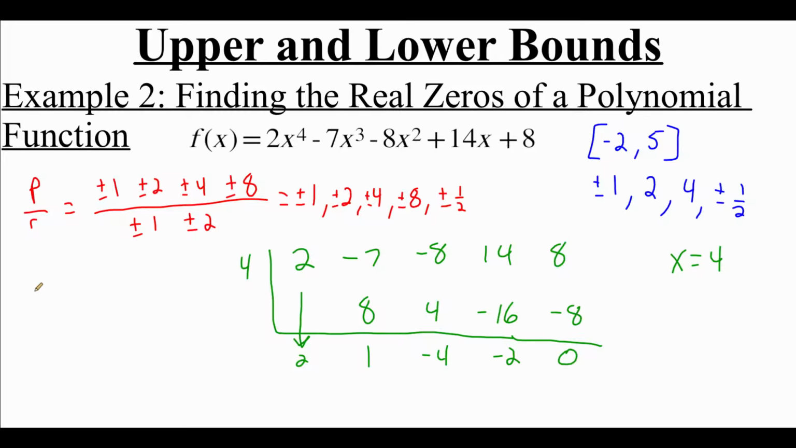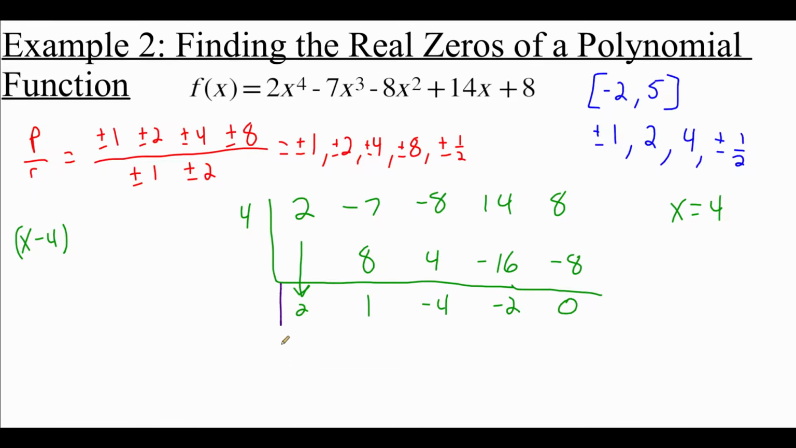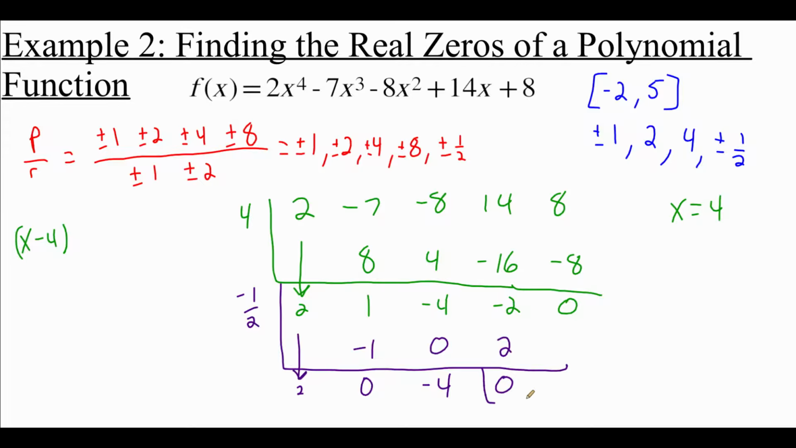And because x equals 4 is a 0, then x minus 4 is a factor. Now I'm going to continue on with my synthetic division. And this time I'm going to guess -1/2. I'm going to drop down the 2. -1/2 times 2 is -1. If I add these together, I'm going to get 0. -1/2 times 0 is 0. Add up the -4 with the 0, I get -4. -1/2 times -4 is +2. So I get a 0 remainder in there, which proves that x equals -1/2 is a 0 of my polynomial.